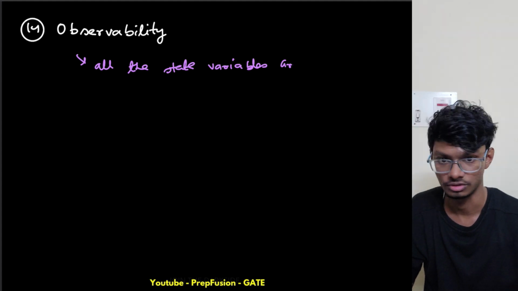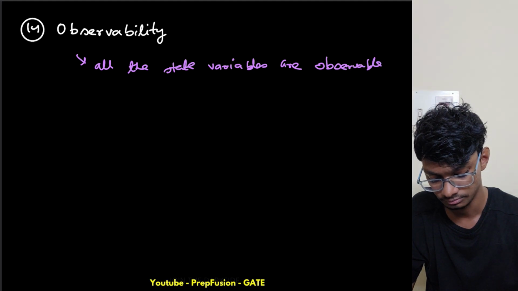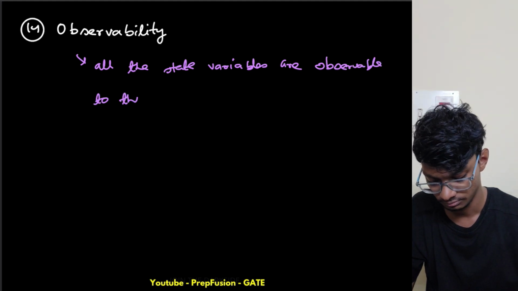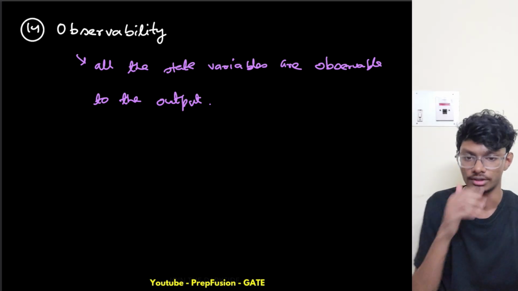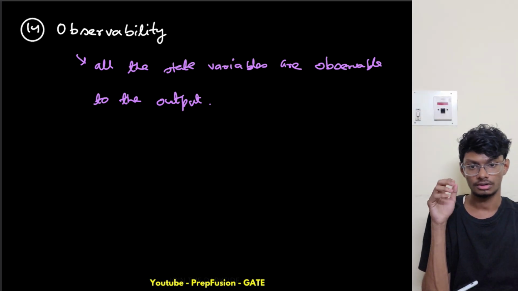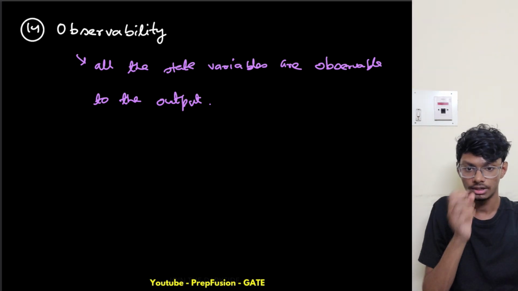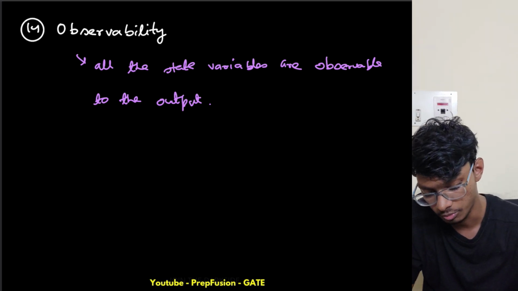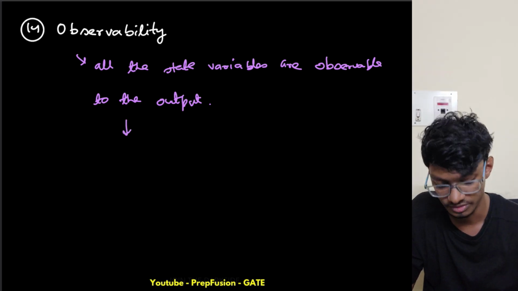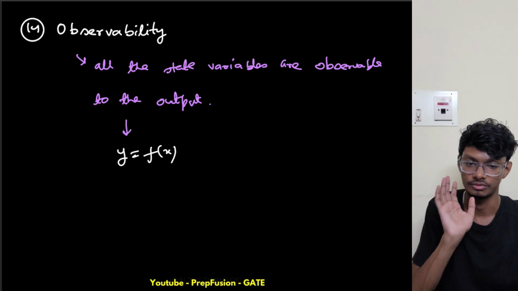Again, here the proof is not important, okay? So here all the state variables are observable to the output. Now what should my output be equal to? If my system is observable, my output should be a function of all the state variables, right? So then my system will be observable.